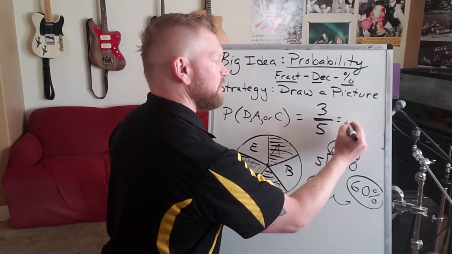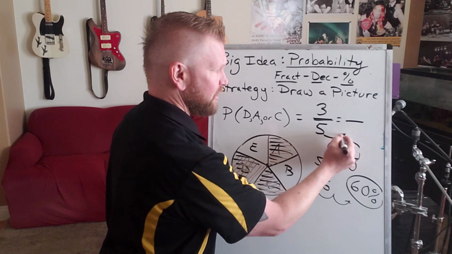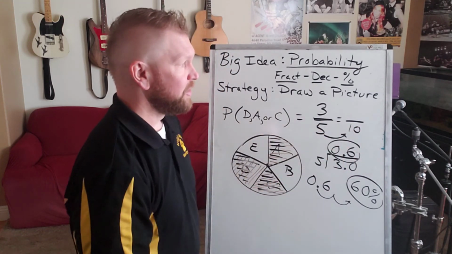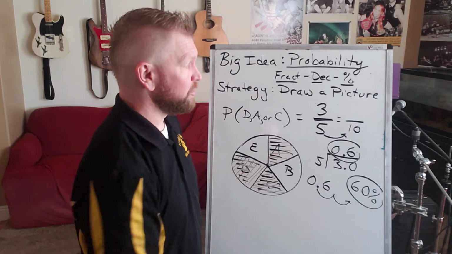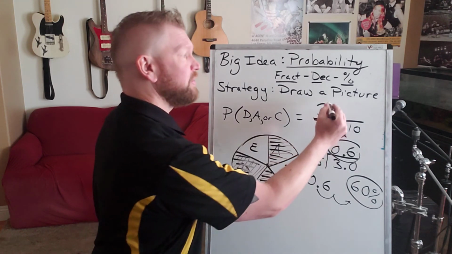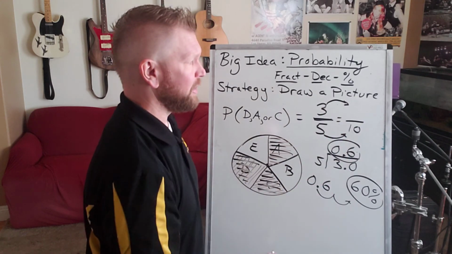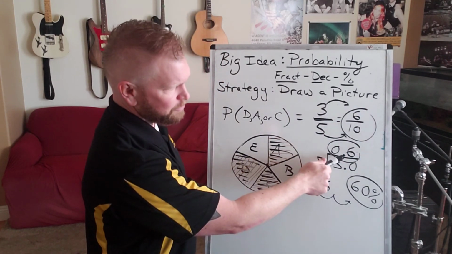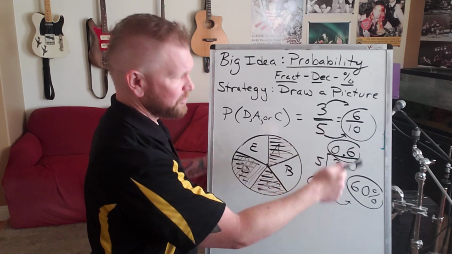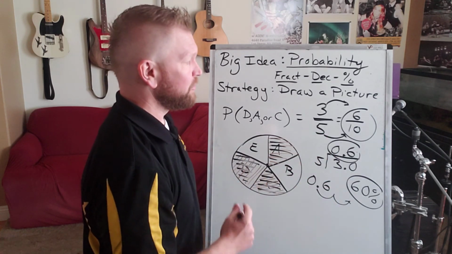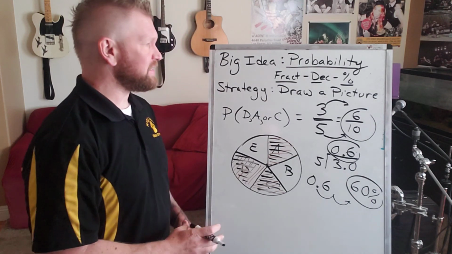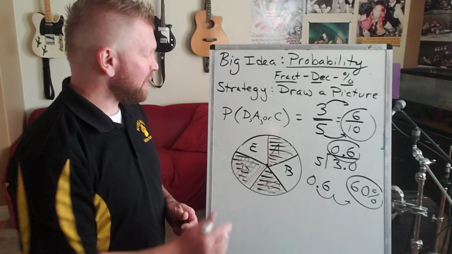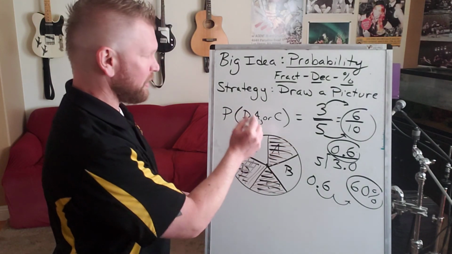Another thing you could have done is change the 5 to 10. How do we change the fifths into tenths? Well, you doubled it, so you multiplied by 2. If you multiply the 5 by 2, you've got to multiply the 3 by 2 as well. And you would get 6/10, which is the same as 0.6. That's 6/10, which is 60 out of 100. And so there you go. 0.6 is the decimal equivalent of 3/5, which is the probability of landing on either a D or an A or a C.